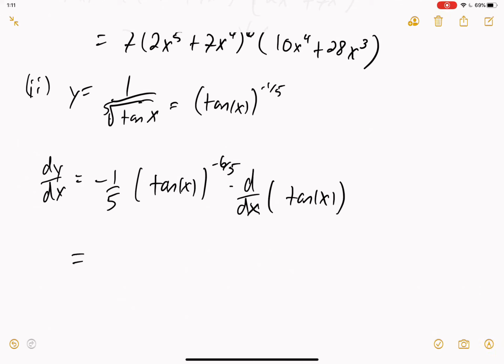And finally, when we simplify, the derivative of tangent x is secant squared of x. We put the negative out there, and we get a 5 on the bottom due to this 5. Then we move all this to the bottom as well, so we just get times tangent x to the 6/5. So, again, it's not too bad.